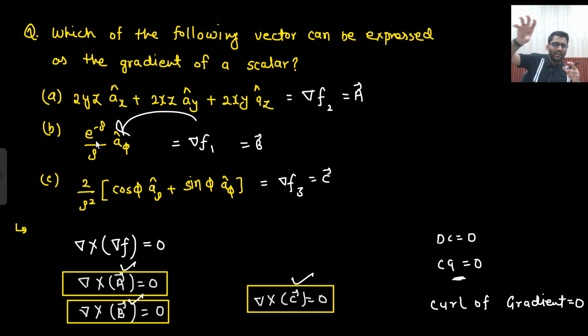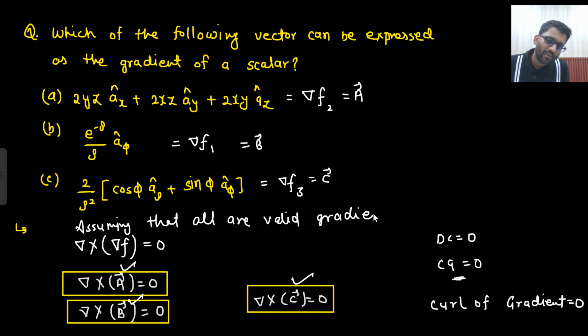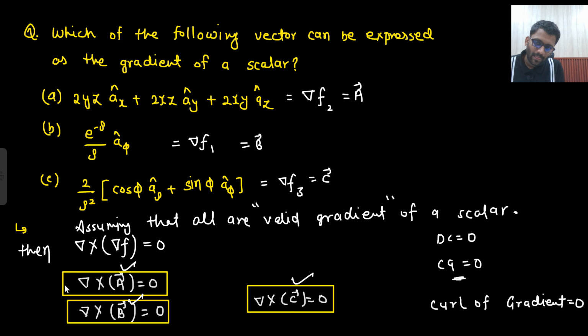What they are saying: after taking the gradient of a scalar field, will you be able to get this answer? If I am saying that yes, I am getting this answer, what I am assuming is that all are valid gradients of a scalar, then curl of gradient is 0, so the curl of these should be 0.